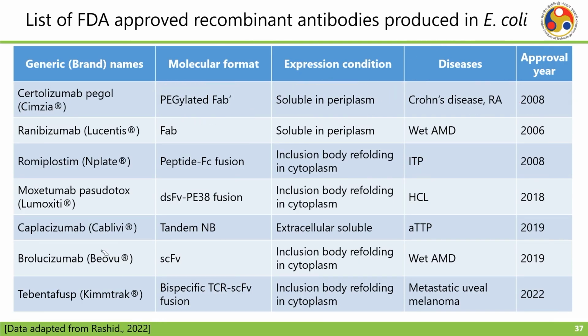developed in 2008. Then we have ranibizumab. This is basically Fab soluble in periplasm. This is against wet AMD, developed earlier than the pegylated Fab, in 2006. Then there are others which you can simply go through in this table, and the latest one is Tebentafusp or Kimmtrak. This is a bispecific TCR scFv fusion. The expression condition is inclusion body refolding in the cytoplasm, used against metastatic uveal melanoma.